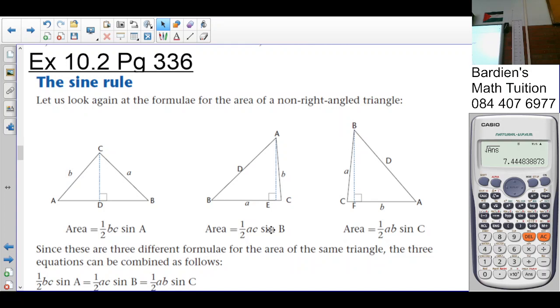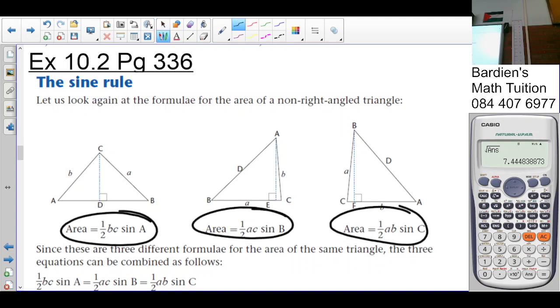Remember, to calculate the area of a triangle is going to be half AB sine C, or half BC sine A, or half AC sine B. One of these three. However, if it's triangle ABC, that means this area has to be equal to that area, which has to be equal to that area. If it's in the same triangle, the areas will be the same.